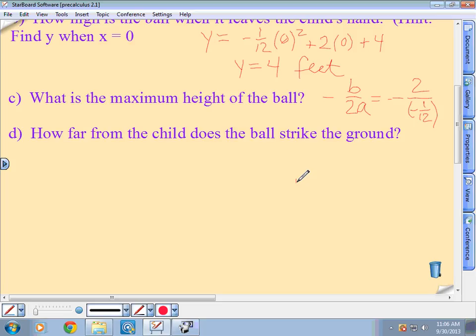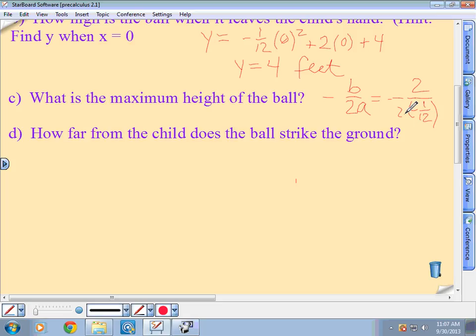You just multiply by the reciprocal, right? 12 over 1. 1, negative 1, 6. No, I'm doing this on my own. You had to multiply that by 2. So this one was negative 1, 6.